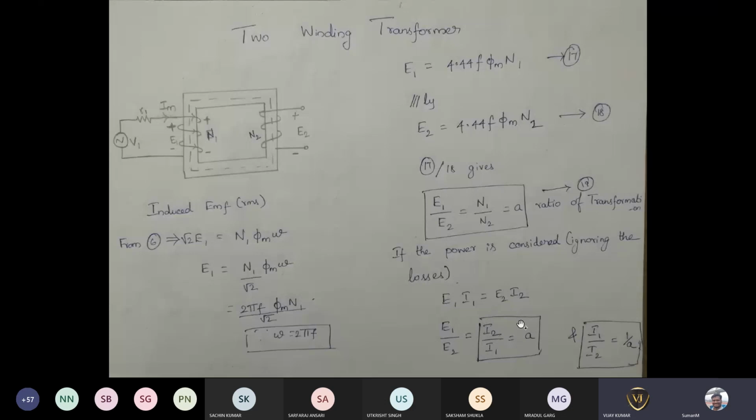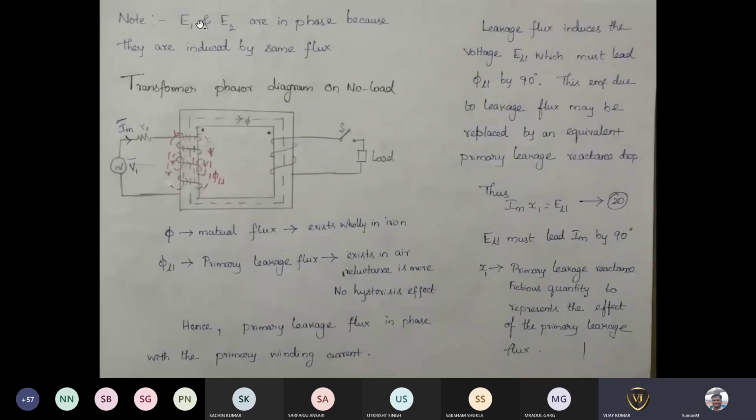If you rewrite this equation, you will get E1 by E2 is equal to I2 by I1. That is equal to A. In another way, you can write I1 by I2 as 1 by A. Already we have written E1 by E2 as A. Then you will get I2 by I1 as A in terms of current. So this is considered as the turns ratio. And if you want to write it in the reverse way as I1 by I2, then we have to write it as 1 by A. Okay, so as I told before, E1 and E2 are in phase because they are induced by the same flux.